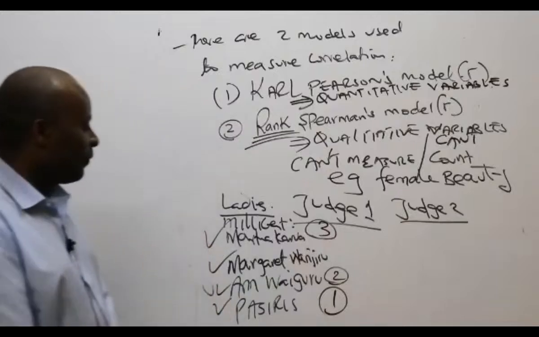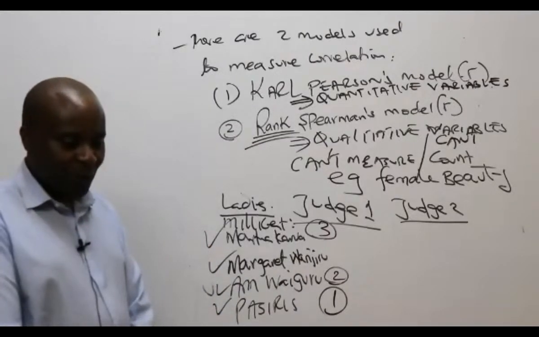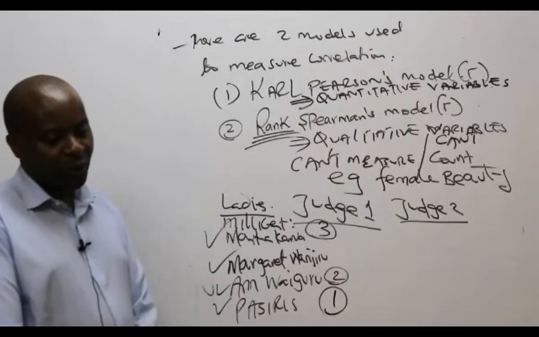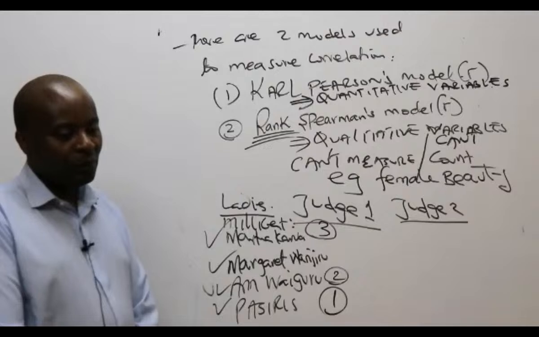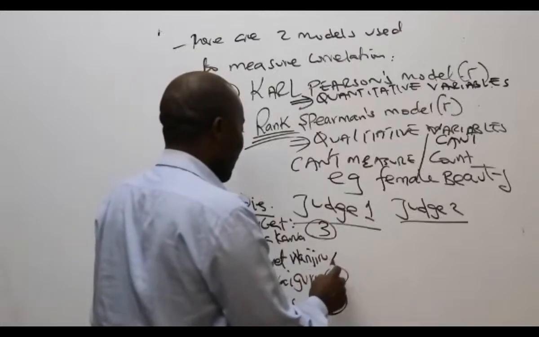Number 4. Margaret. So in this case, number 4 is Margaret Wanjiro.